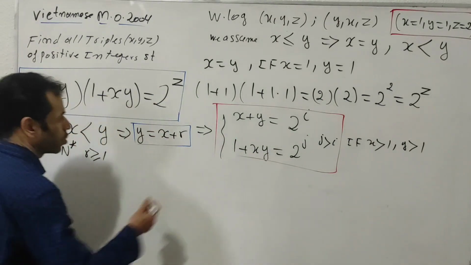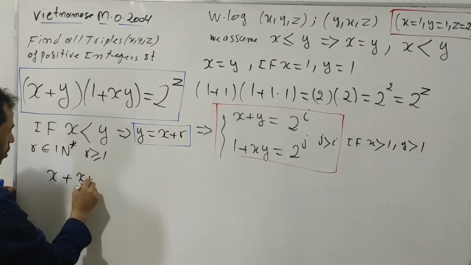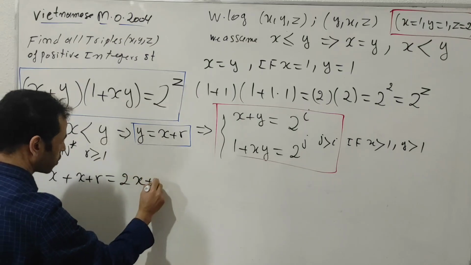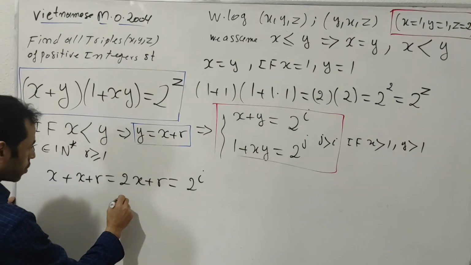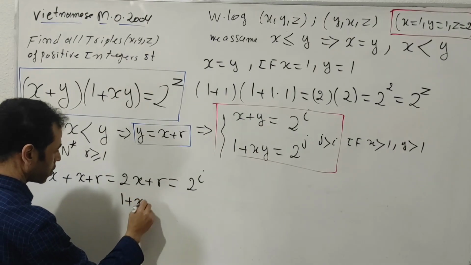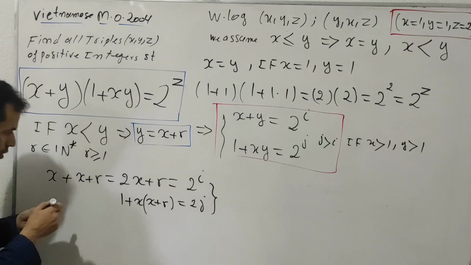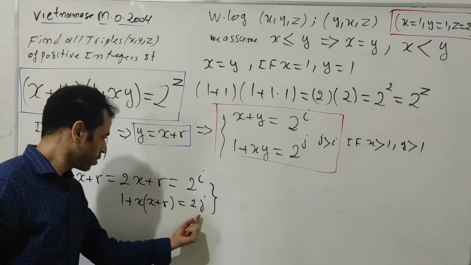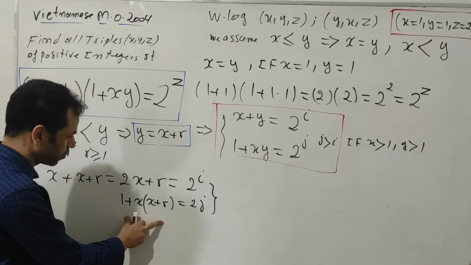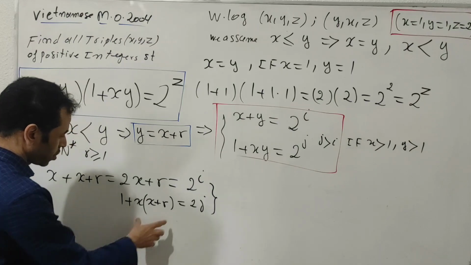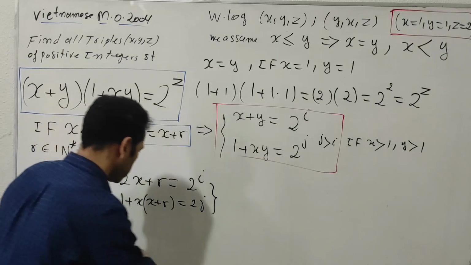I'm going to insert this value of y into the new equation to see what it gives us. So x plus y will be replaced with this one. We have x plus x plus r, which is 2x plus r, equal to 2 to the i. The second equation: 1 plus x multiplied by x plus r equals 2 to the j. Now, to check the parity of the second equation, the right hand side is even. That means the left hand side must be even as well. Since this is even, this term is odd, because odd plus odd gives us even. This is odd.